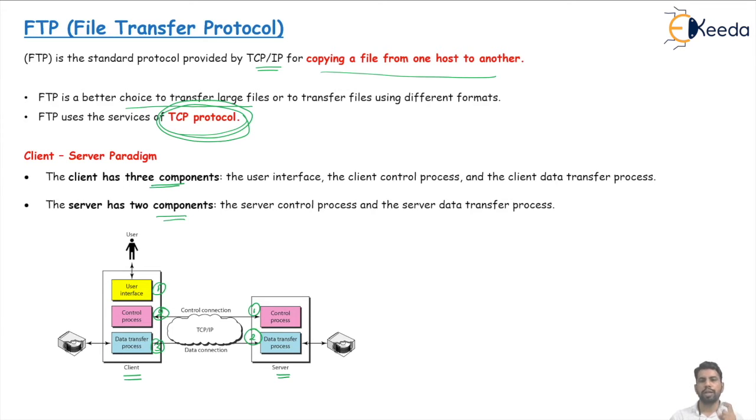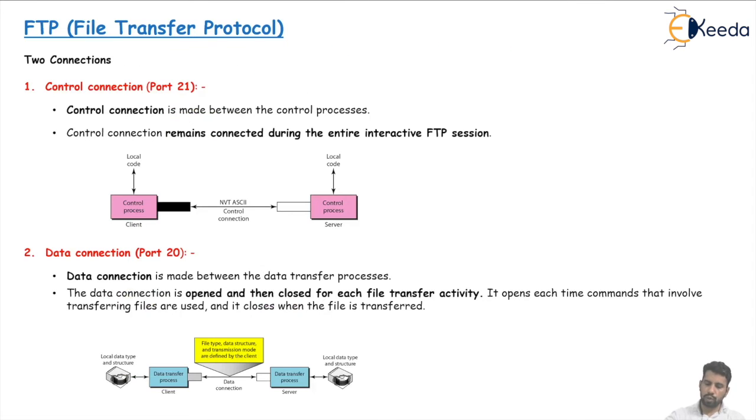Means we need to maintain two different connections between the client and server for the file transfer protocol. Let's see how we maintain these two connections and what is the main role of these connections. Here are two connections, one is the control connection. The control connection has port number 21. The control connection is made between the two control processes.